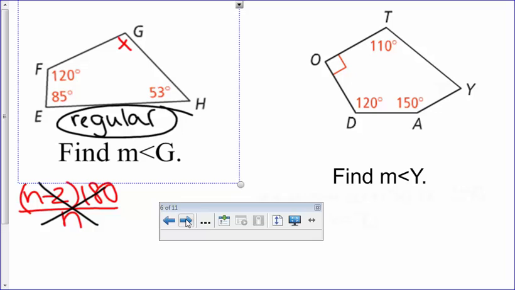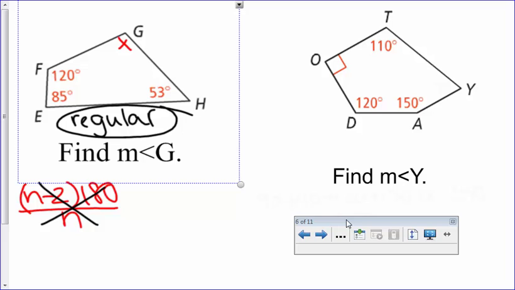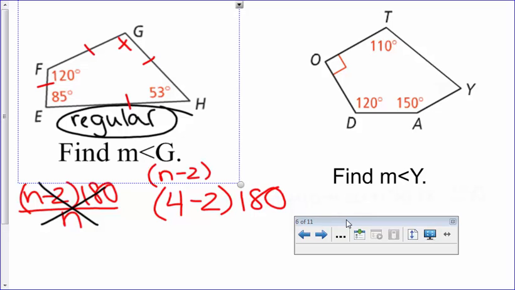You can only use those formulas if you're asking for one interior angle of a regular polygon. But we always know what the sum of this figure is going to be. There are 1, 2, 3, 4 sides, so I can find the sum by doing 4 minus 2 times 180. The formula I've used is n minus 2 times 180, the sum. Well, 4 minus 2 is 2, and 2 times 180 gives me 360. So I know that all 4 of these angles need to add up to equal 360, so that's the equation I'm going to set up to solve.